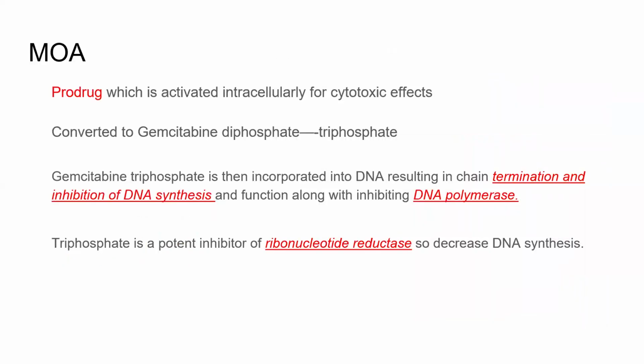Mechanism of action: as I told you, it is a prodrug which is activated intracellularly for its cytotoxic effect. First, it gets converted into gemcitabine diphosphate and then into gemcitabine triphosphate. This gemcitabine triphosphate is the active cytotoxic agent which gets incorporated into the DNA, resulting in chain termination and inhibition of DNA synthesis. It also inhibits enzymes like DNA polymerases and ribonucleotide reductase.